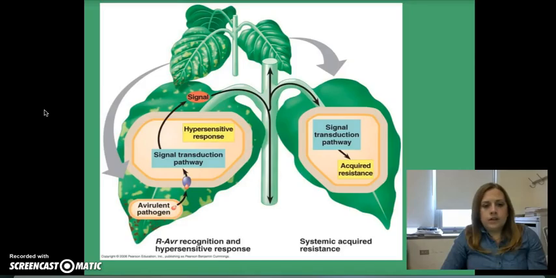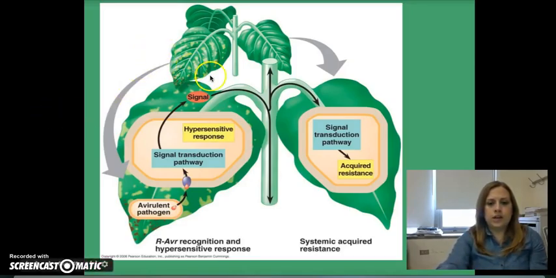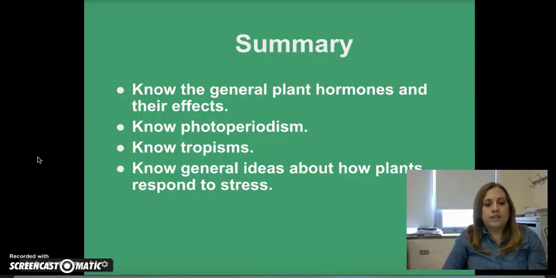And so what we are looking at here is a pathogen. We're looking at two leaves on the same plant. You have a virulent pathogen. You can see this leaf does not look healthy. It's affected this leaf. It starts a signal transduction pathway, and so we have this hypersensitive response. The plant is then going to send signals from this leaf out to the rest of the plant. And the rest of the plant now will have this acquired resistance because this leaf was attacked by this pathogen. Okay, so that's it for this chapter.